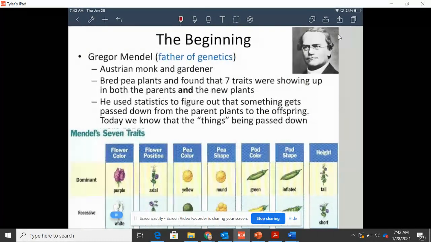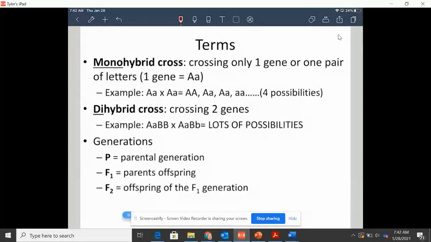Now, let's move on. We talked about Gregor Mendel. We talked about cross fertilization. Let's talk about monohybrid crossing. So dihybrid crossing is pretty complicated. You see that's the second one down there. That's crossing two different traits. That creates a lot of possibilities. We're going to look at monohybrid. Mono meaning one. We're looking at one trait.